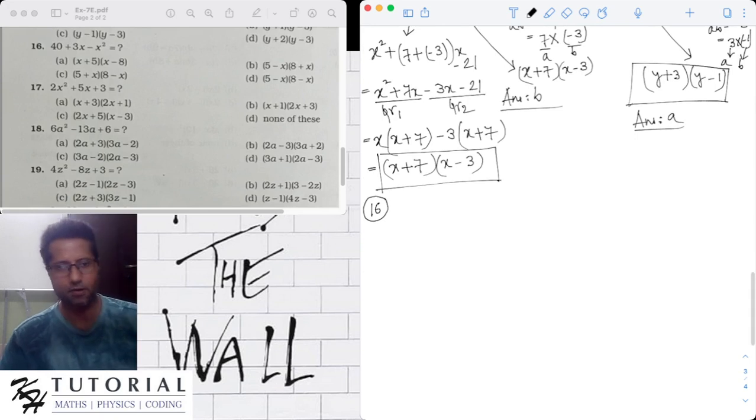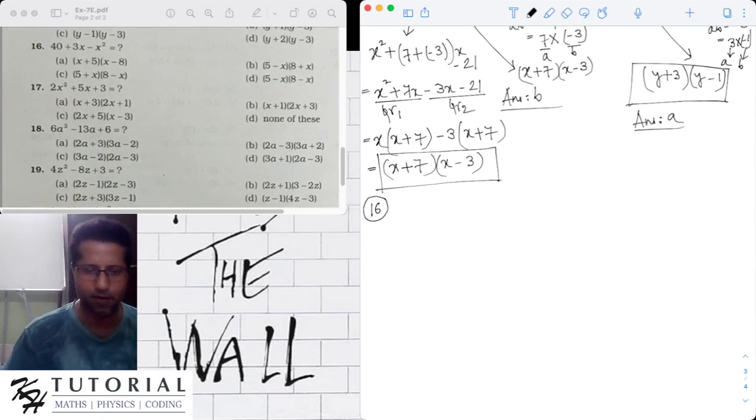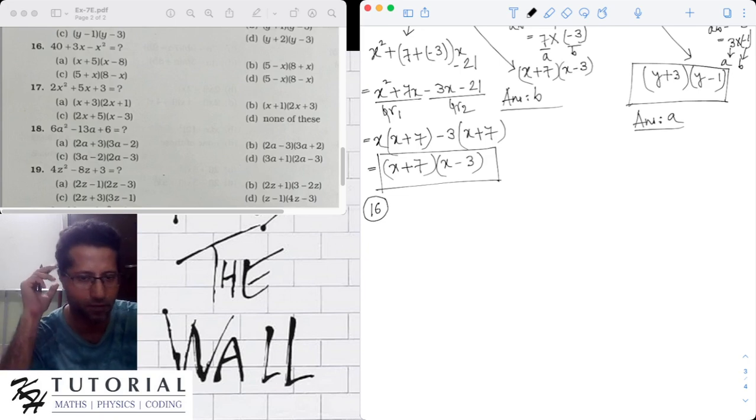For a quadratic trinomial, it is all about finding the values A and B such that A plus B equals P and A into B equals Q. Once you have found A and B, the job is done. You can clearly say that the factors will be x plus A and x plus B.